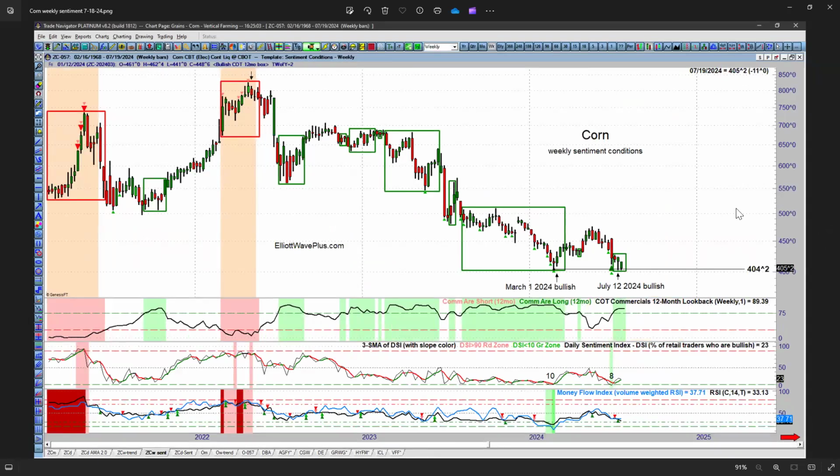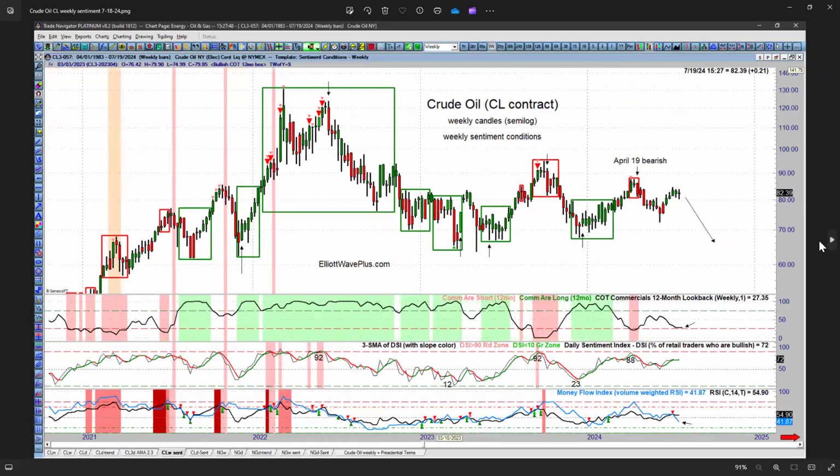Corn right at the moment is actually bullish. We have commercials heavily long, retail heavily short. That's a bullish condition. It's sort of making a double bottom here. That is a bullish chart for corn.